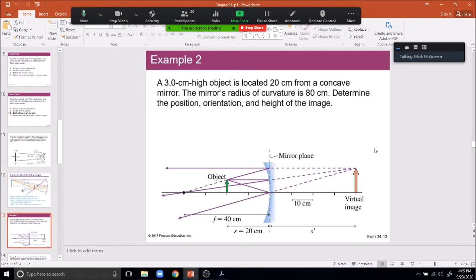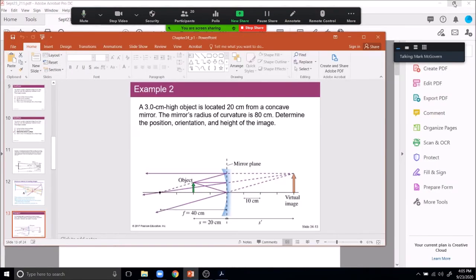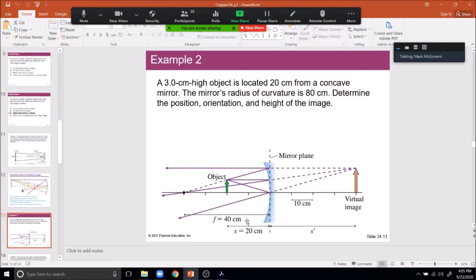All right, example 2. Here we go. Uh-oh. So we have a 3 centimeter high object located 20 centimeters from a concave mirror. The mirror's radius of curvature is 80 centimeters. We want to determine the position, orientation, and height of the image.